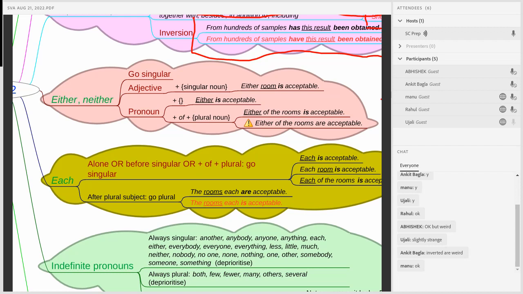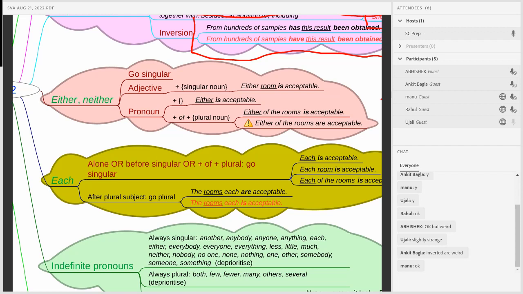Let's come to the second one. Either can be used alone, right? With nothing else. You can just say either is acceptable, or you can say neither is acceptable, right? So either and neither can be used alone and they're still singular. Now for the last one, either and neither can be followed by of plus a plural noun. We'll take an extra second over here. The rest were easy because they fit with what we would normally say.